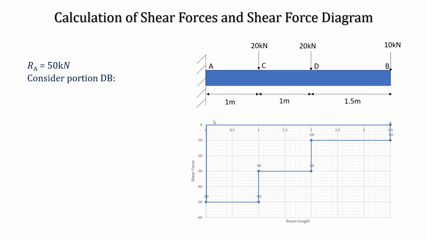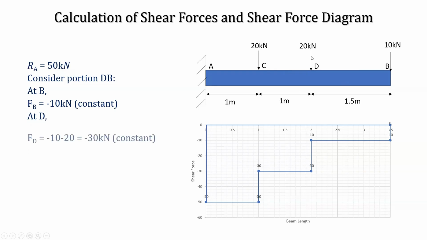Considering the portion dB of the beam, let us start from this particular end of the beam, that is the dB portion. In this portion, we have at the point B a load of 10 kilonewton acting. So the shear force has a magnitude of minus 10 kilonewtons, which is constant until the point D. At D, we have a load of minus 20 kilonewton. Including the effect of this particular load, the magnitude now increases to minus 30 kilonewtons as illustrated here.